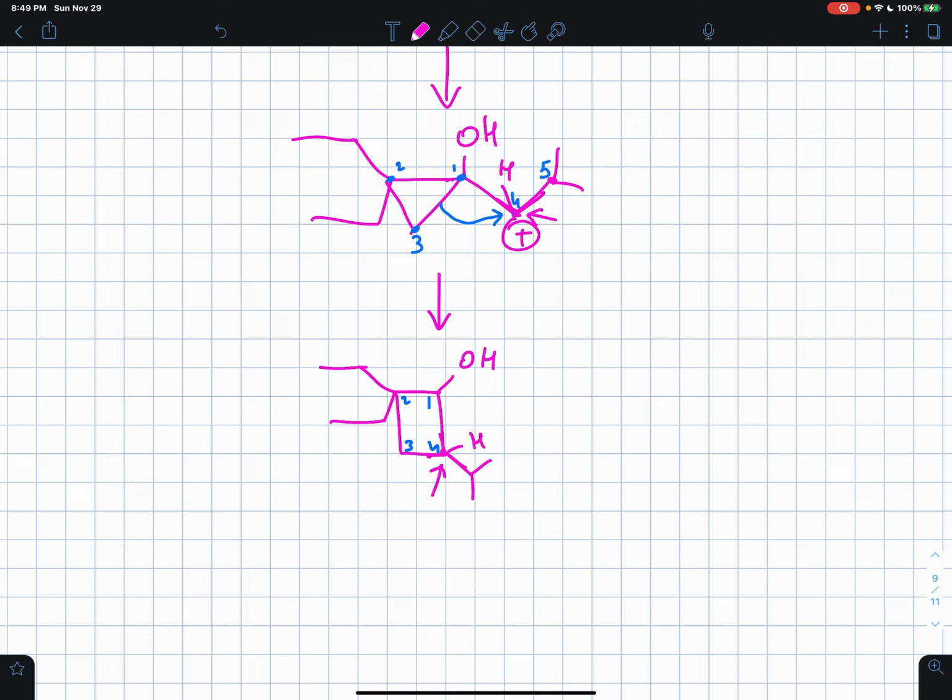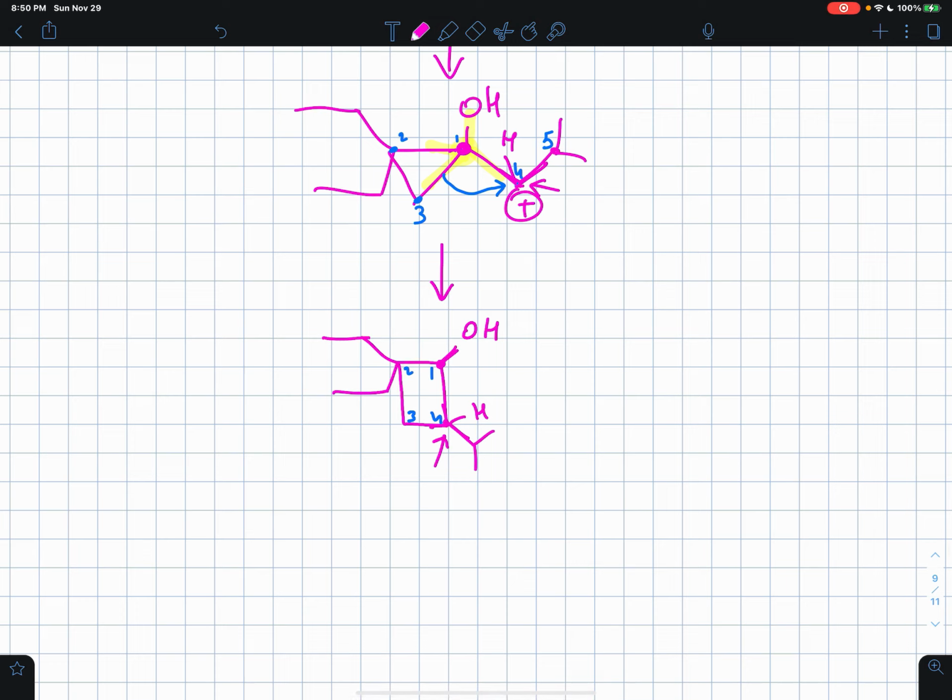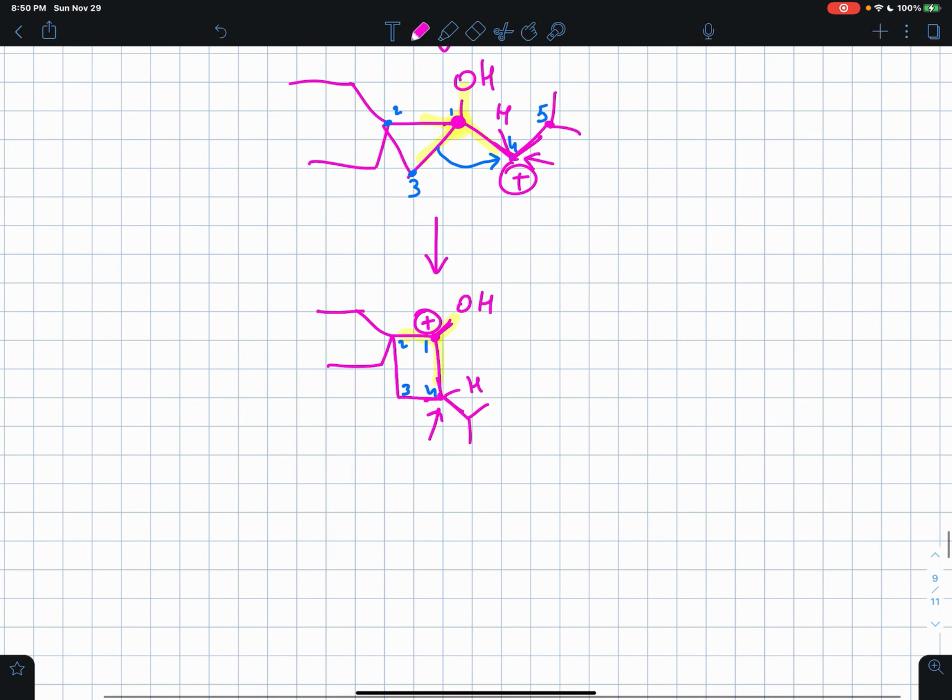But if I look at carbon number 1, which is right here, and I compare it to the previous one, look at this one here. This carbon was connected to 1, 2, 3, 4, right? Now this carbon number 1 has one connection with the OH, one with this one, one with this one. So it has 3 connections. So 4 minus 3 is a plus 1. And now I have a resonance structure.